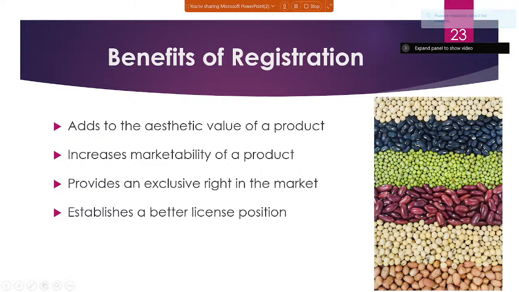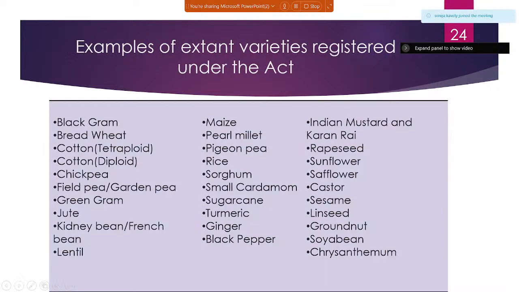On your right you can see there are different seeds. We have different names for that. I think these seeds will be available in every country. We call them by different names. So examples of extant varieties registered under this Act, you can see on your screen. I'm not going to read it out. So there are several varieties that are extant varieties and that have been registered in India.